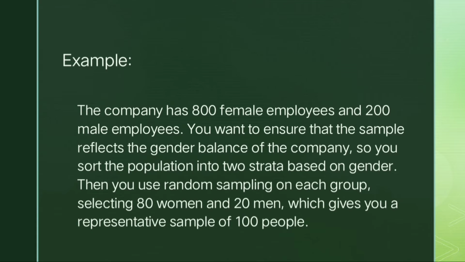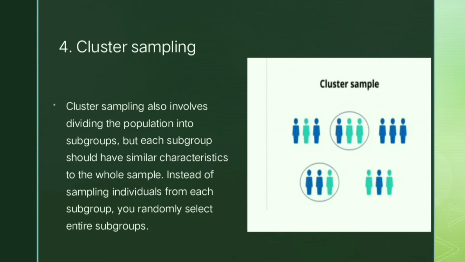So, example is, the company has 800 female employees and 200 male employees. You want to ensure that the sample reflects the gender balance of the company. So, you sort the population into 2 strata based on their gender, which is women and men. Then, you use random sampling on each group, selecting 80 women and 20 men, which gives you a representative sample of 100 people. So last is cluster sampling.